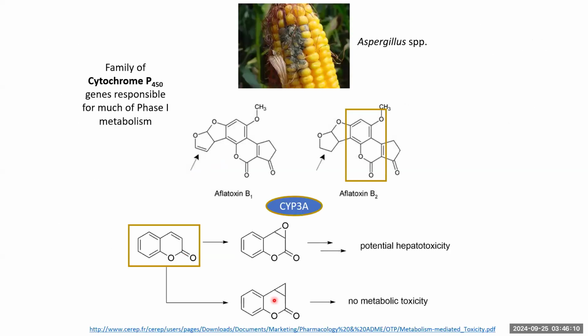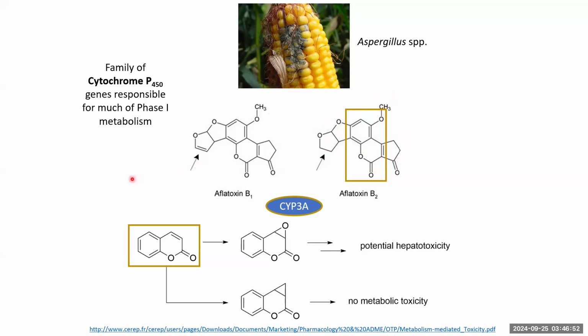Okay. One example of what can happen in phase 1 that we can see is with Aspergillus fungus. So Aspergillus fungus is a fungus that can contaminate corn and other grains, and it produces a toxic compound called aflatoxin. And aflatoxin comes in 2 flavors, B1 and B2, and particularly the B2 form is much more toxic to vertebrates than the B1 form. And it's specifically because of this center part here.